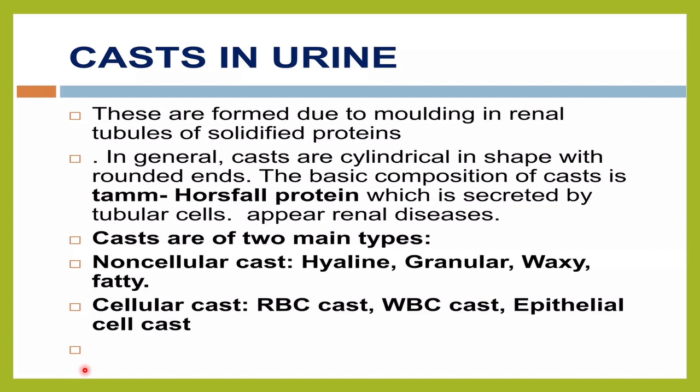Casts are substances formed by molding in the renal tubules, that is in the distal connecting tubules or the loop of Henle. These are basically Tamm-Horsfall protein, which is secreted by the tubular cells and forms the matrix. There are mainly two types of casts: non-cellular and cellular.